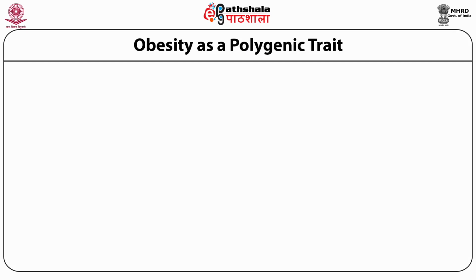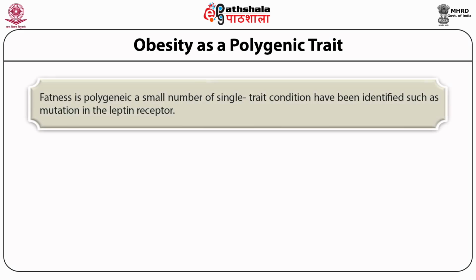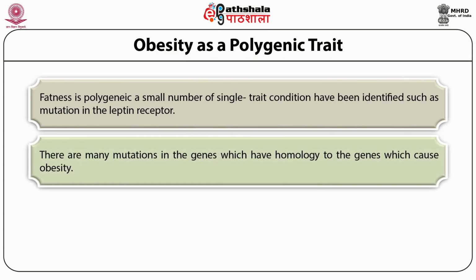Obesity as a polygenic trait can be well understood. There is strong evidence that fatness is polygenic. A small number of single trait conditions have been identified, such as mutation in the leptin receptor. There are many mutations in genes which have homology to the genes which cause obesity. In this case, obesity is the dominant character and is independent of environmental factors, although it is very rare. Body fatness cannot be associated with any particular gene as it is a result of genetic and environmental factors.